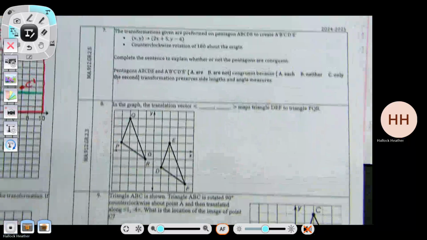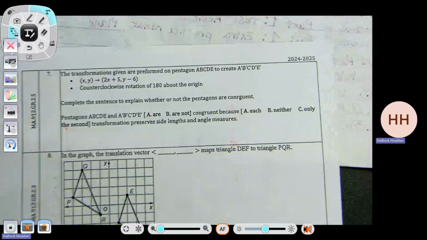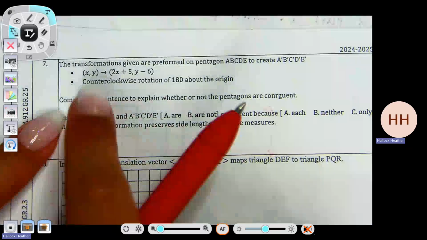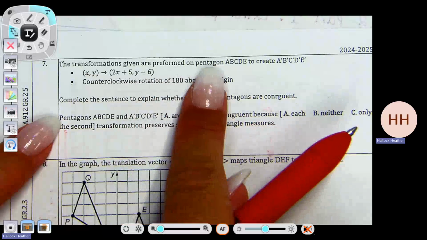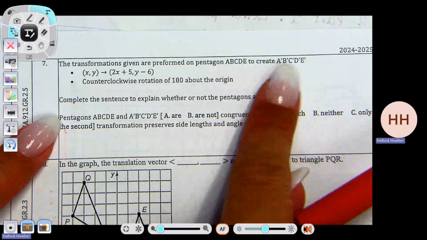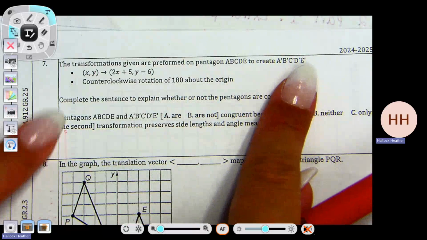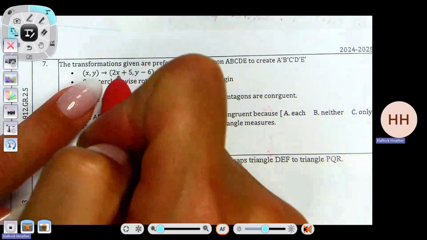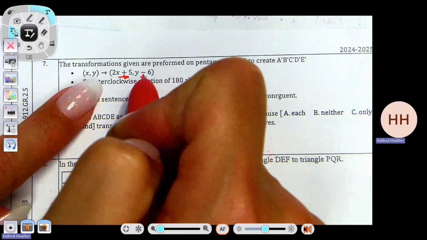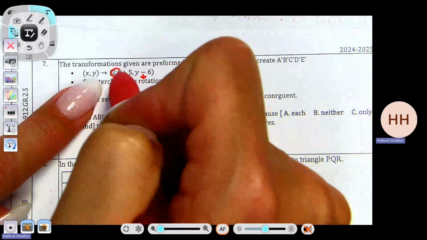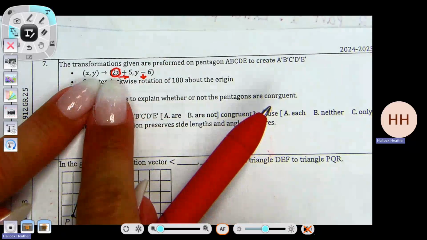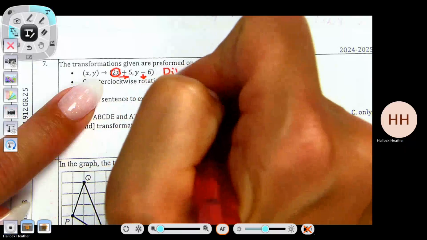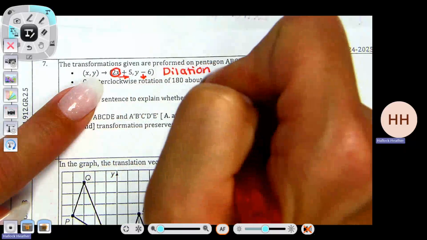7 is a play on words and vocabulary. So it's a little, I think this is the most confusing on the test. It says the transformations given are performed on pentagon ABCDE to create A prime, B prime, C prime, D prime, E prime. The first transformation is a translation. This is right 5, down 6, but there's also the multiplication. Because there's a 2 with the X, that is a dilation. It's also a translation.